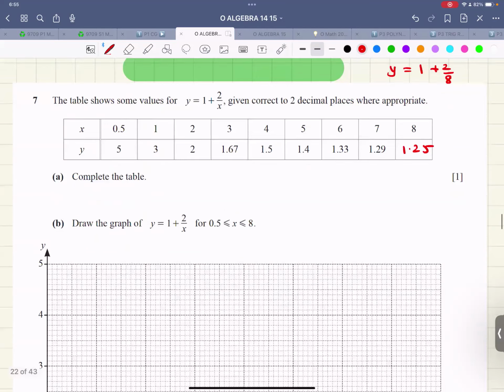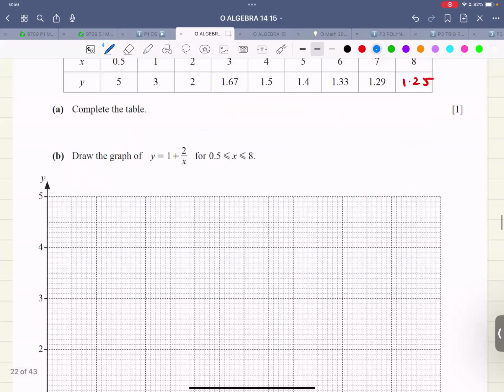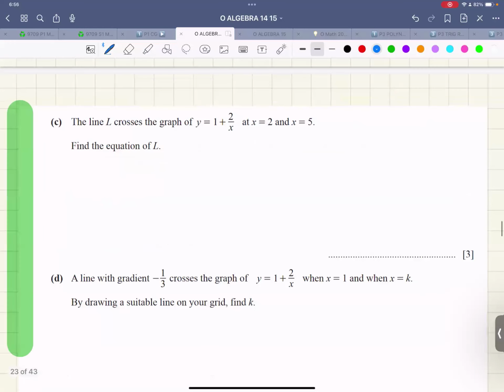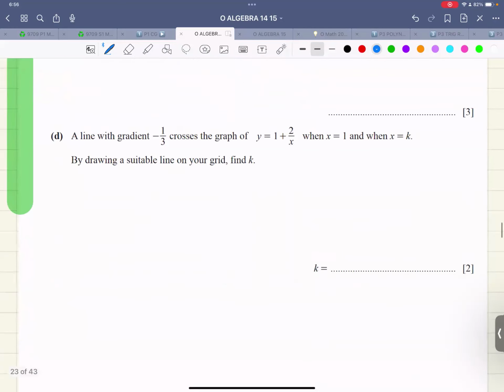And then this is a reciprocal graph. So this is 1 plus 2 over x. This is a simple reciprocal graph. And remember, this adjustment that we talked about, the movement up or down, we will study in sketches, and we will draw this graph. And then it says the line L crosses the graph at such and such. Find the equation of this line. So now it's a nice question. I would like you people to try it out in your homework. So I'm just leaving it for you people to try.